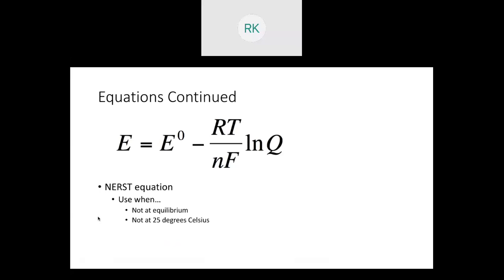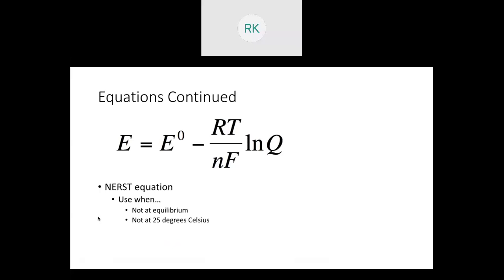So what this tells us is that we use the Nernst equation and we solve for E when we're not at equilibrium, right? We're at Q, which means we're not necessarily at equilibrium. In addition, it also tells us that our cell potential will change based on Q, which means it'll change based on the amount of reactants and products we have.